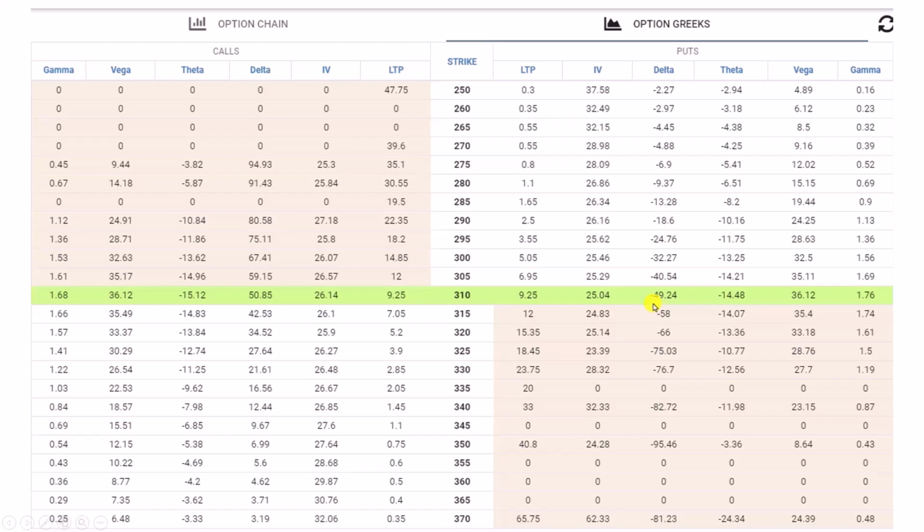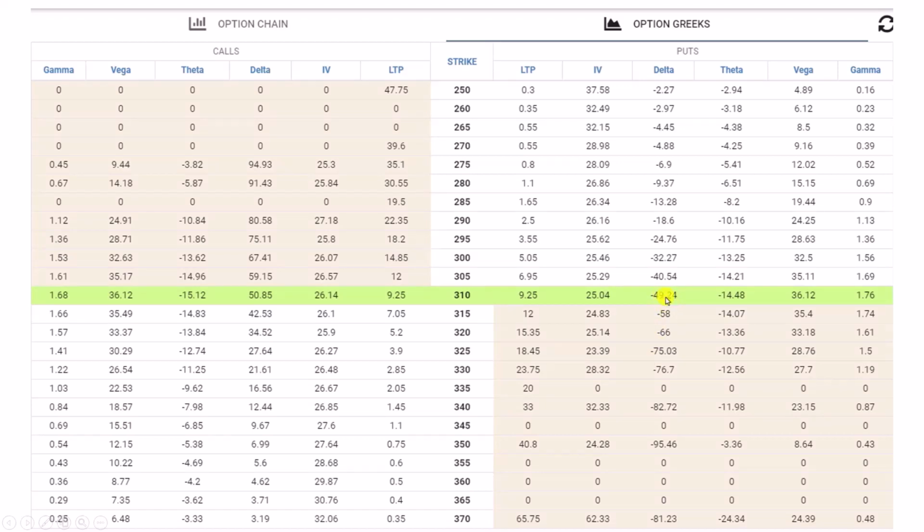You can think in another way too. If the stock price goes down by 1 rupee, then I will earn this much in a put option. Earning this much means the premium goes up by this much in the put option.